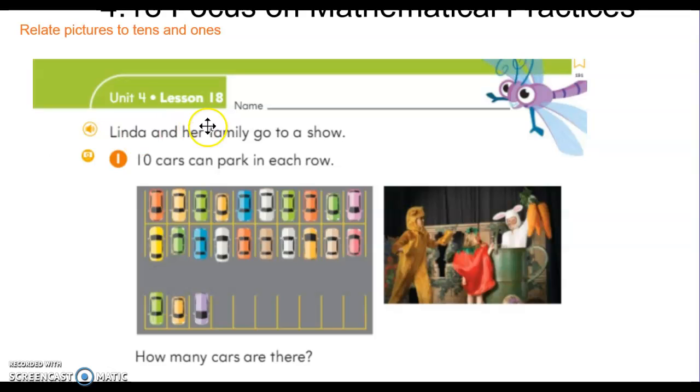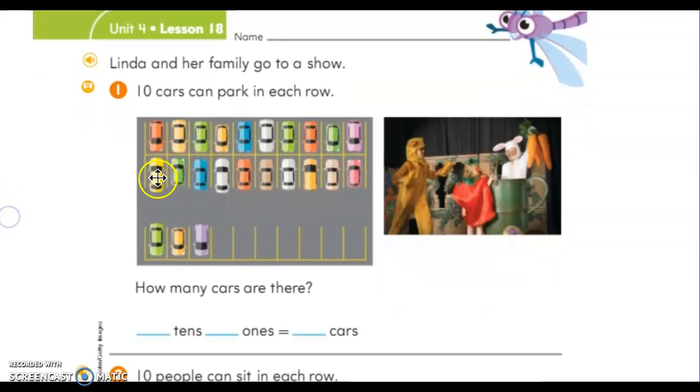Okay, so maybe you can think of a time that your family went to a show or a movie and there's a lot of cars in the parking lot. So we're going to start off by trying to figure out how many cars there are, and then we're going to show tens and ones. And it tells us right here, 10 cars can park in each row. Can you see that?